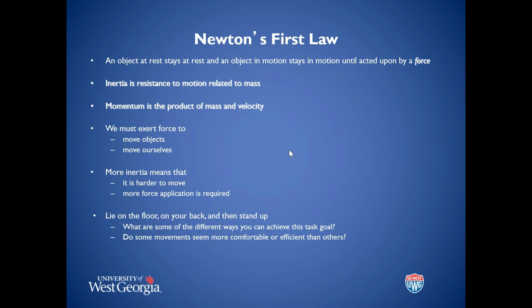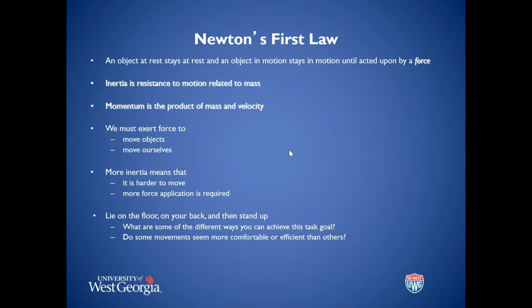And so part of Newton's first law is inertia, which is a resistance to motion related to mass. So inertia is how much force it typically takes to get something moving. The resistance to wanting to move is inertia. Momentum is the product of mass and velocity, so what's going to keep it going. With all of this, you have to start realizing that we have to exert forces in order to move objects or even ourselves. And more inertia means that it's harder to move. So it's harder to move an object that has a lot of inertia. It wants to resist that change in its motion, and more force must be applied in order to overcome that.